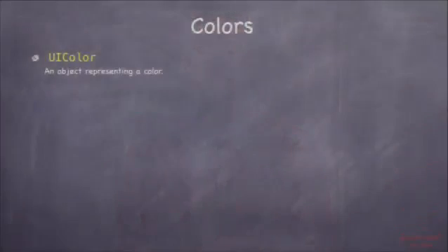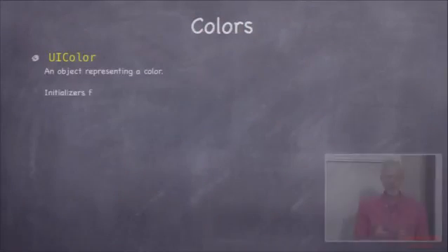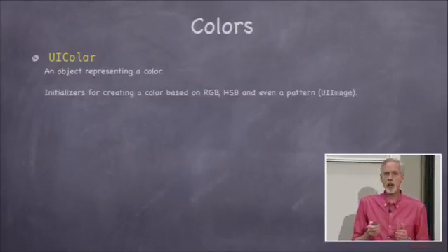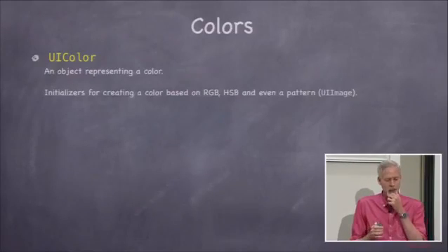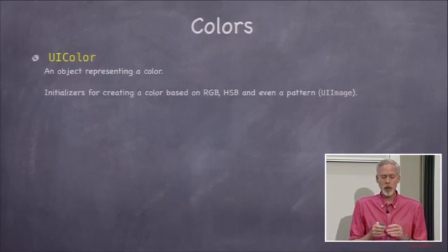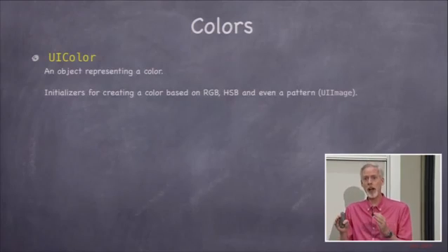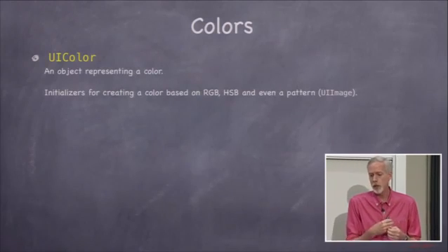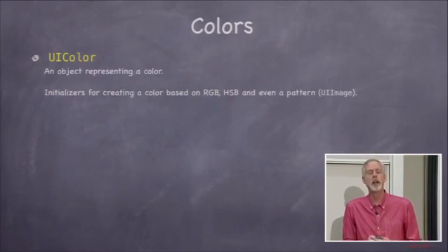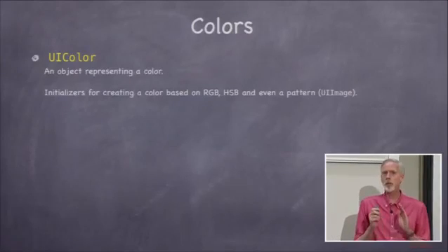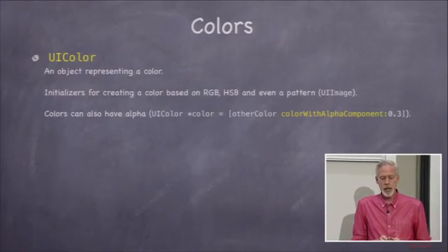All right, so UIColor, super simple class, represents a color. The color can be represented in so many different ways. RGB, red, green, blue, right? HSB, that's hue, saturation, and brightness. You can even be a pattern. Okay, so you can have a color that is a UIImage pattern in there, and when you draw with that color, it'll draw with the pattern. So color, super powerful, but nice and simple API.